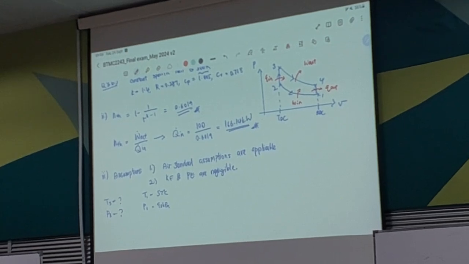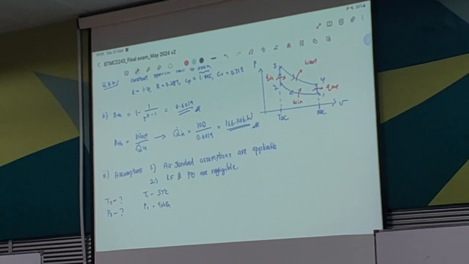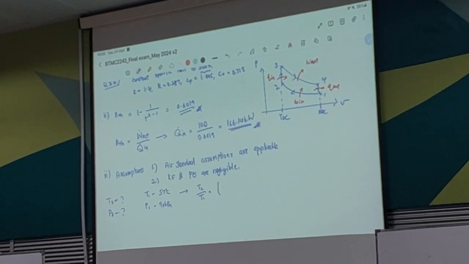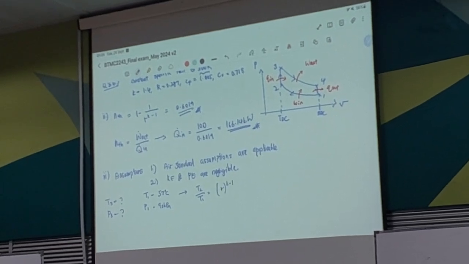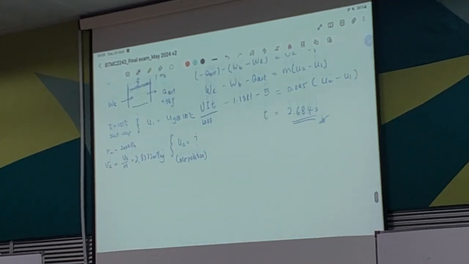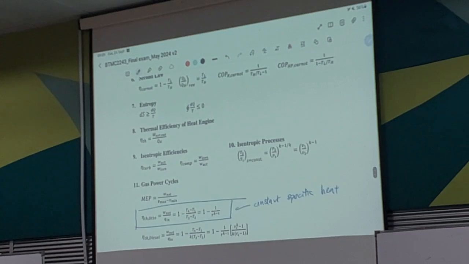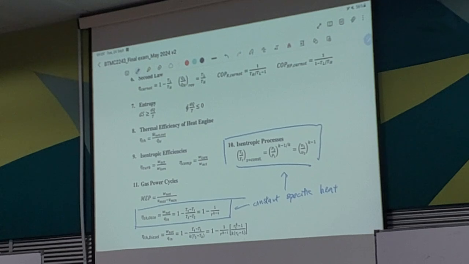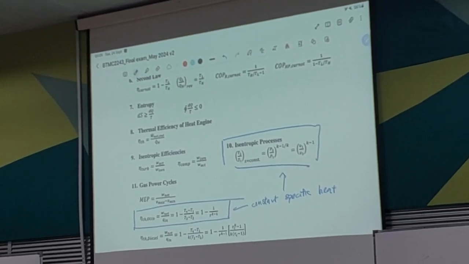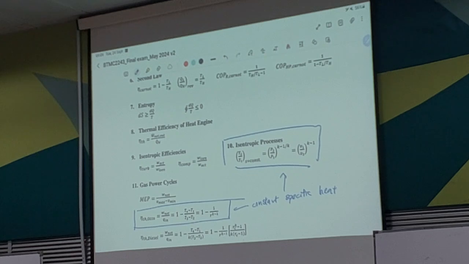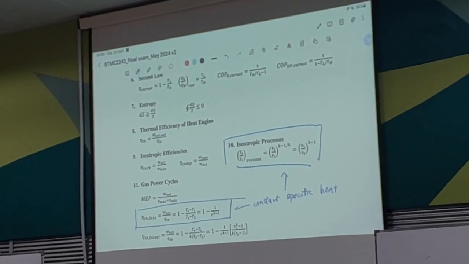So from T1 to T2, so T2 over T1. For a constant specific heat question, always remember that we use the isentropic relation equation, which is P2 over P1 here. These equations are given here. Again, all these equations are for constant specific heat. We don't use them if it is a variable specific heat question. For a variable specific heat question, just use the table and the ideal gas law or equation of state. So all the equations here are given for constant specific heat.